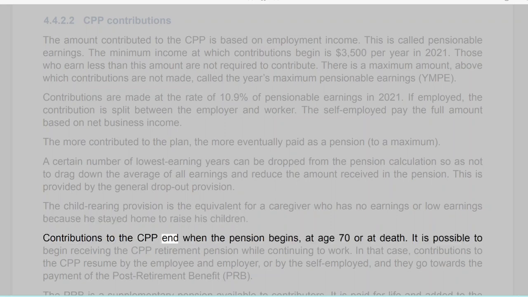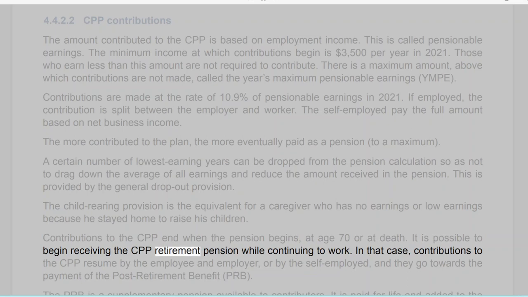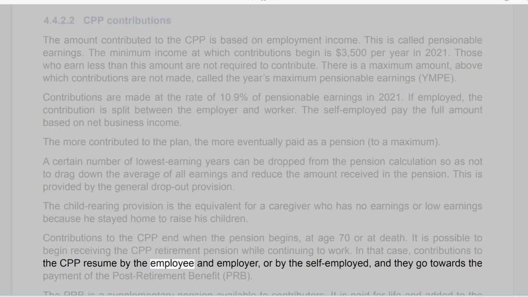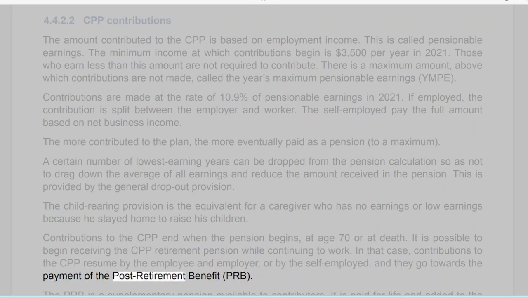Contributions to the CPP end when the pension begins, at age 70 or at death. It is possible to begin receiving the CPP retirement pension while continuing to work. In that case, contributions to the CPP resume by the employee and employer, or by the self-employed, and they go towards the payment of the post-retirement benefit, PRB.